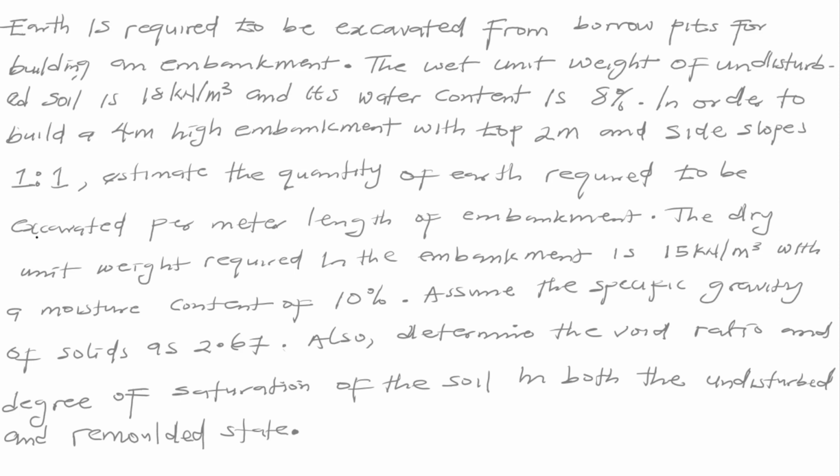The dry unit weight required in the embankment is 15 kilonewtons per meter cube with moisture content of 10%. Assume the specific gravity of solids as 2.67. Also, determine the void ratio and degree of saturation of the soil in both the undisturbed and remolded state. Okay, so let's start by saying solution.